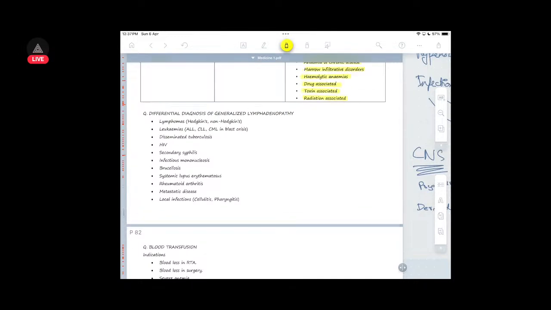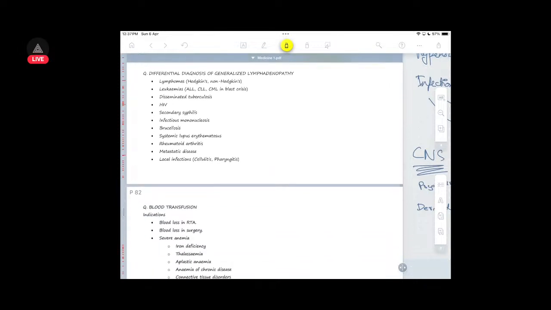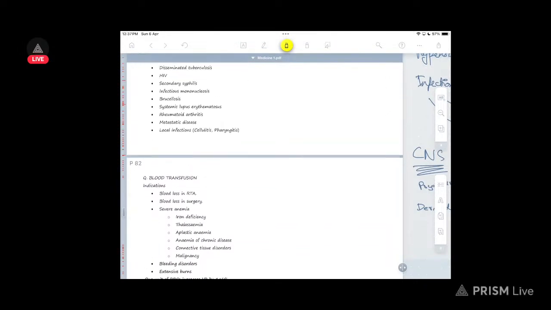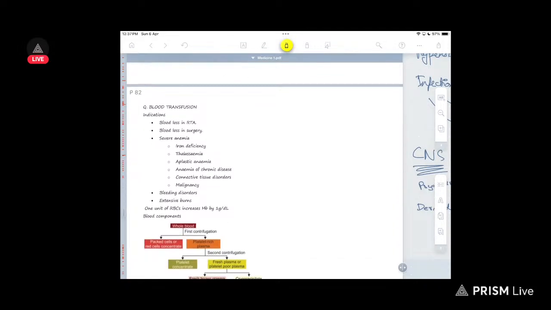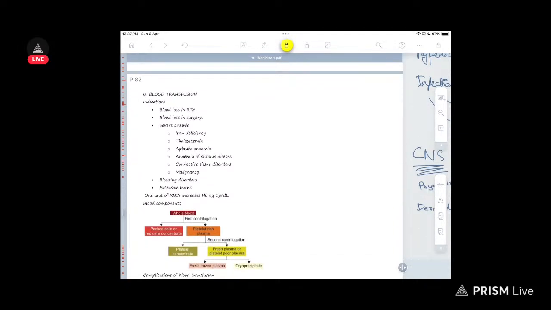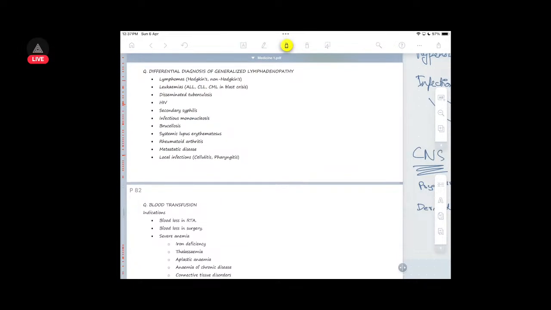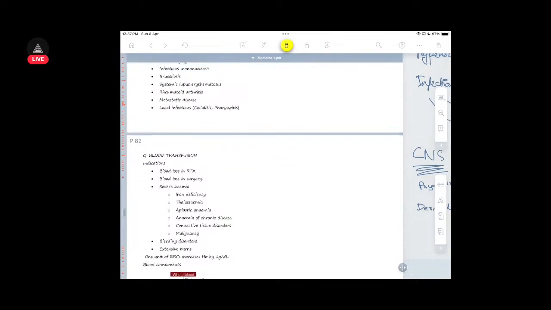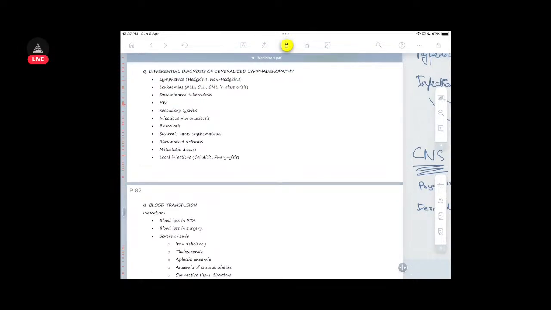So you have, of course, the differential diagnosis of generalized lymphadenopathy. You have lymphomas, leukemias, disseminated tuberculosis, HIV, secondary syphilis, infectious mononucleosis, brucellosis, SLE, metastatic disease, local inflammation, stuff like that. But generalized lymphadenopathy, you can write on your own a lot of things: lymphomas, leukemias, disseminated TB, HIV, SLE. More than enough. They'll ask only one question, six reasons of generalized lymphadenopathy.